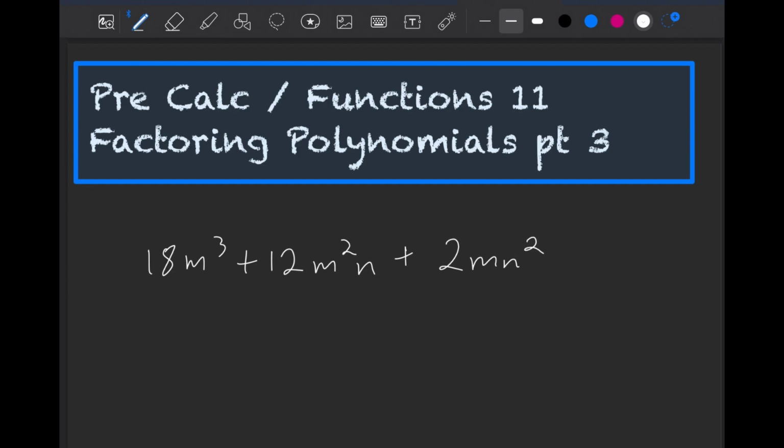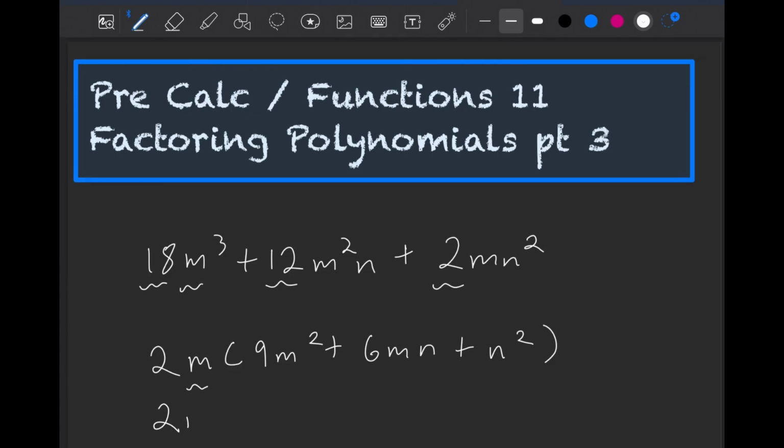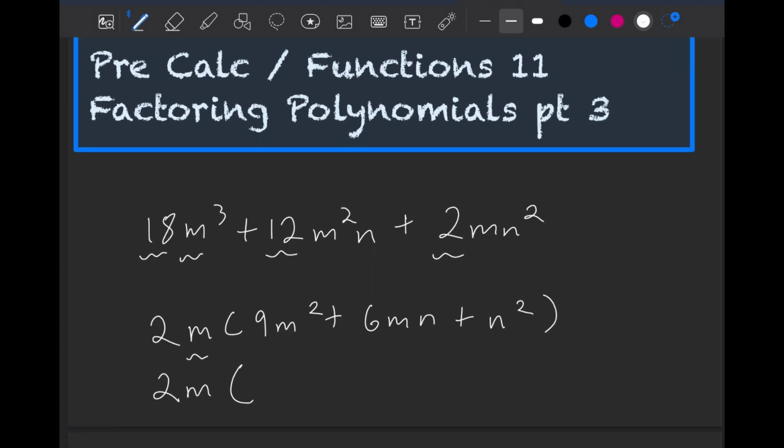But for this one, since all of the terms are even, we can factor out a 2, and all of the terms also have an m, so I'm going to factor out an m as well. So once I take out a 2m, it's going to be 9m squared plus 6mn plus n squared. That's because we have taken out one of the m's and put it in brackets. Now to factor this, I'm going to put 2m on the outside.